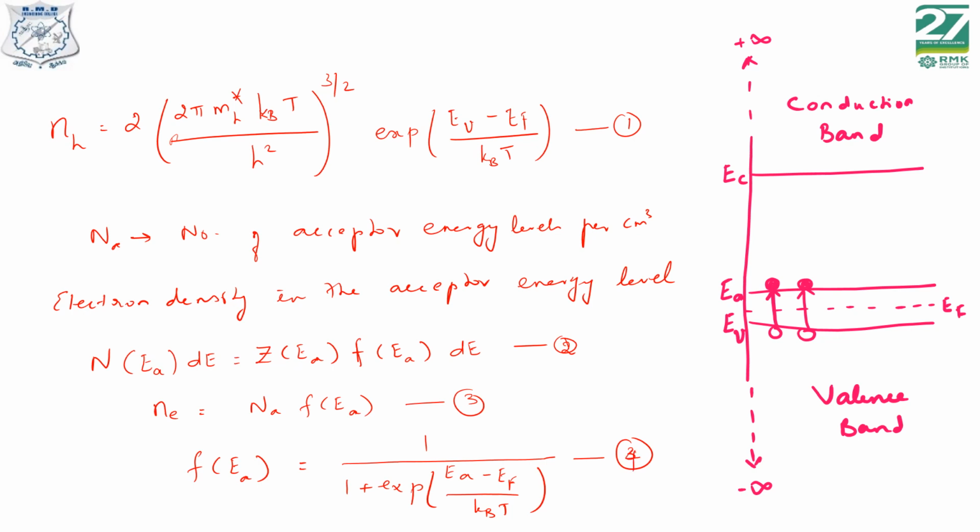And this as fourth equation. So here, you know EA minus EF, you see the picture, EA minus EF by KBT is positive because EF is lying in between EA and EV. So EA minus EF is positive, which means this ratio will be much greater than 1.